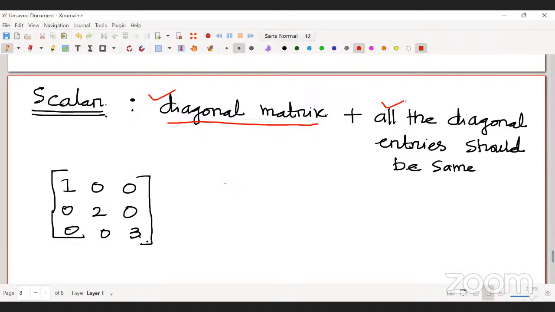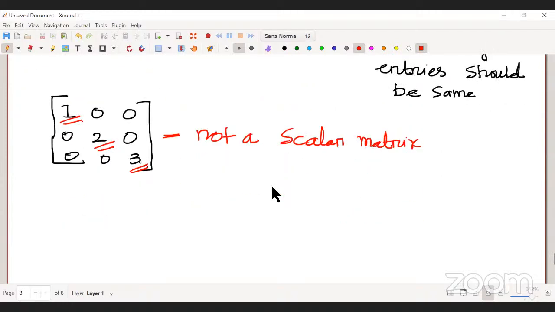So here, as you can see, all the diagonal entries, they are different, right? So in the first diagonal, you have 1. In the second diagonal, you have 2. In the third diagonal, you have 3. So all the diagonal entries, they are different. That means this is a diagonal matrix, but this is not a scalar matrix. Okay, so this is not a scalar matrix.